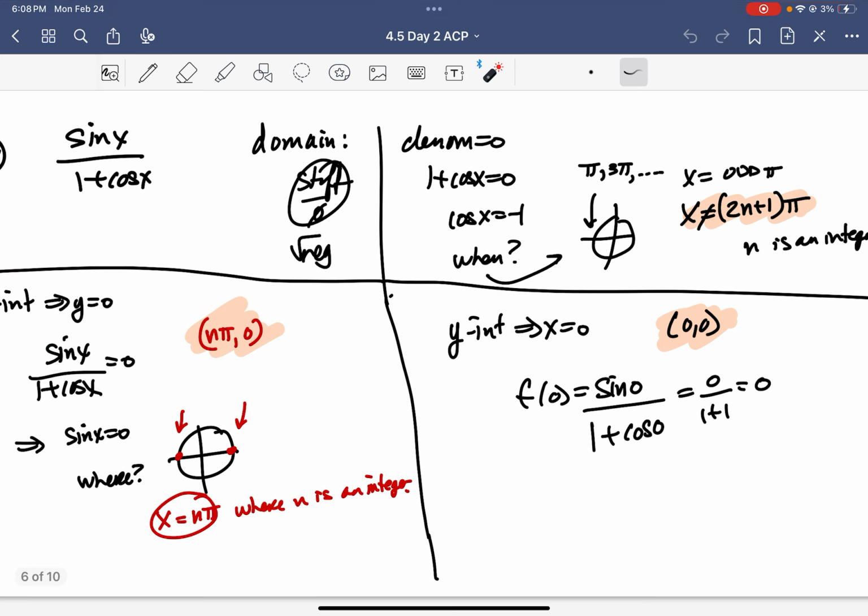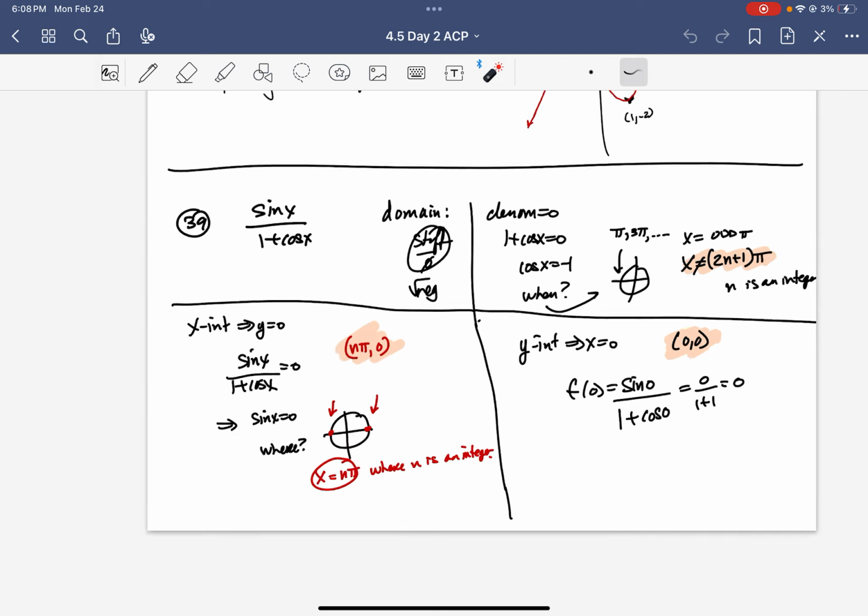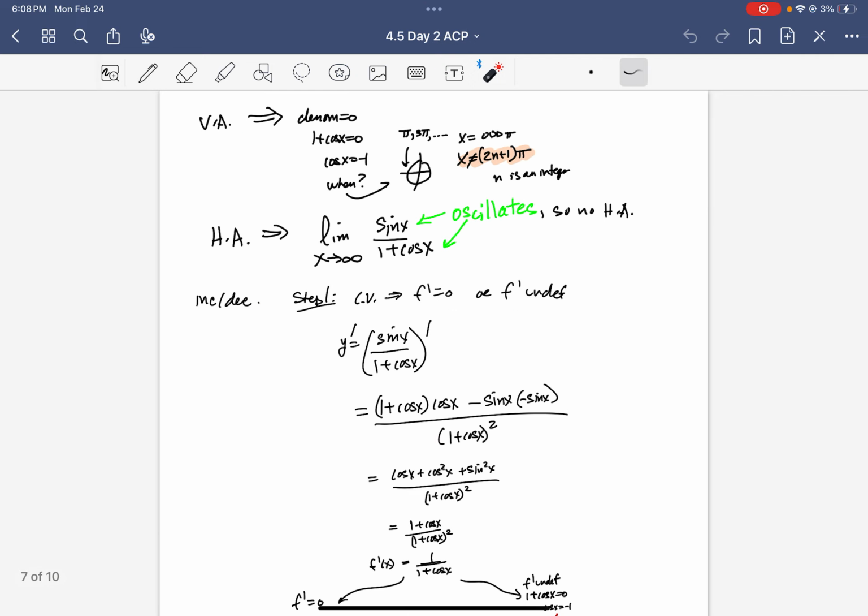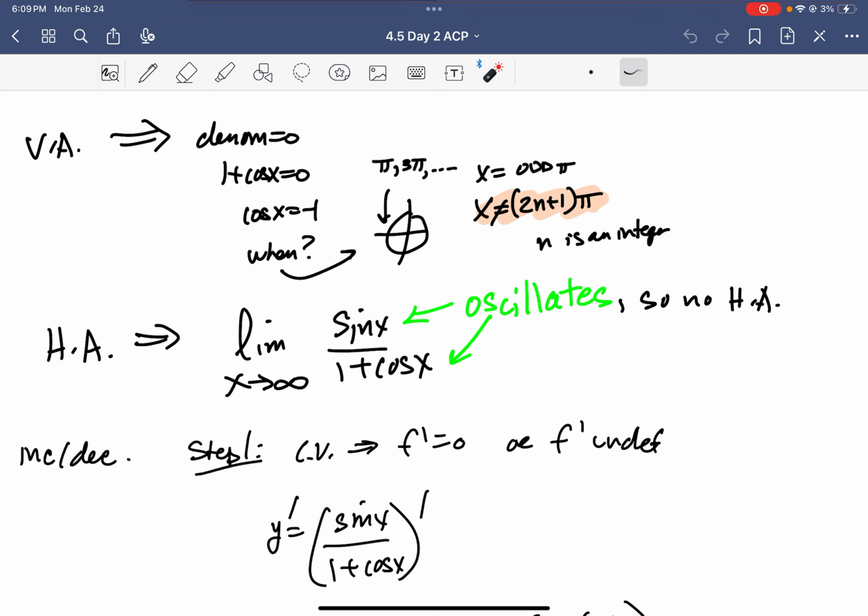Y-intercepts are where x is equal to 0. If you plug in 0, I think you'll see 0. That's just one of these values. Then vertical asymptotes, again, where the denominator is equal to 0. You see we've already done this. That's just where 1 plus cosine is 0. And we got all those odd values. Remember, all those odd values of x, what we don't want.